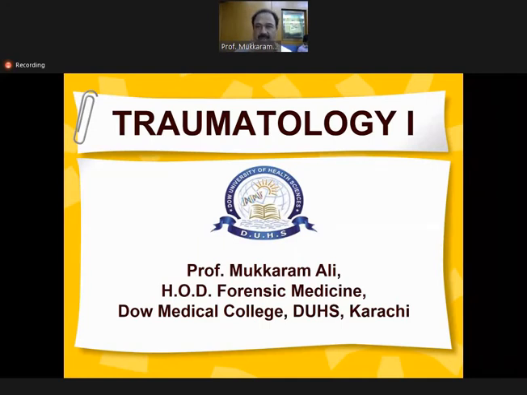whether it is accidental, suicidal, or homicidal, whether it is a simple injury or a grievous injury, or whether this injury is a closed wound or an open wound. It is the duty of a doctor to provide information to the police and the judiciary about the extent of that injury. We need to tell them what kind of weapon has been used, and how much time has passed. What is the time since injury?